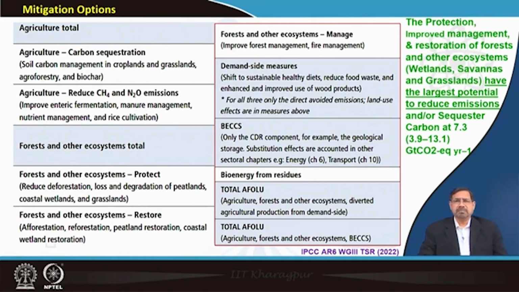Another is demand side measures. As far as demand is concerned, let us say a shift to sustainable healthy diets, reduced food waste, and enhanced and improved use of wood products. For all three, a shift to sustainable healthy diets, reduction of food waste, and enhanced and improved use of wood products, perhaps we can directly avoid a lot of emissions. So land use effects are in the measures above, so that we can avoid a lot of emissions from these sectors.